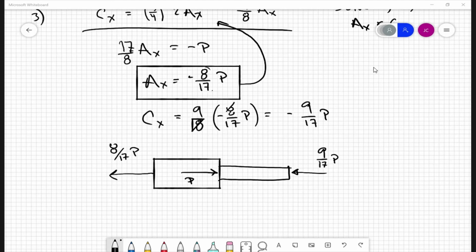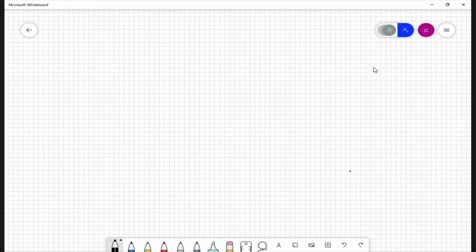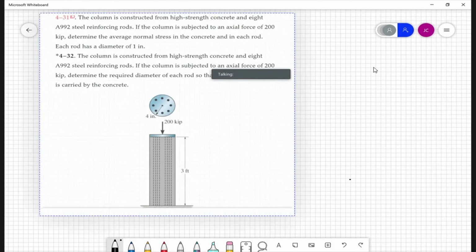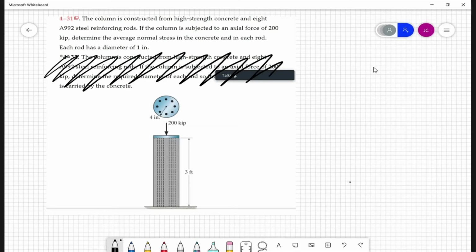Let's look at another one. Let's see if I can do the cut and paste. Let's just clear this. So here we're going to look at problem 431. It's again two problems related to the same figure, but let's not do this one, although you could, it's not that hard. So let's look at 431.